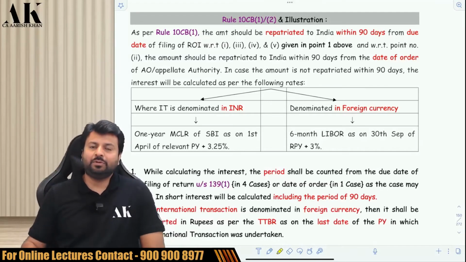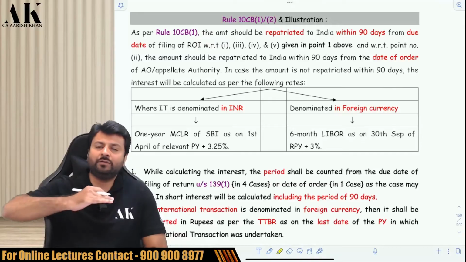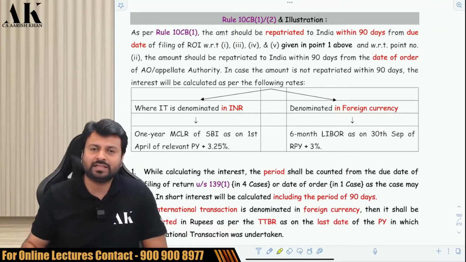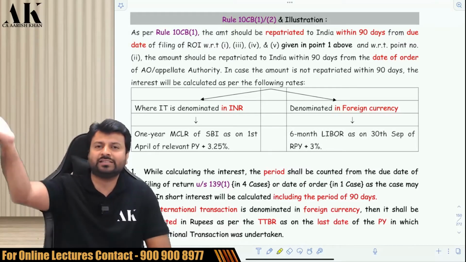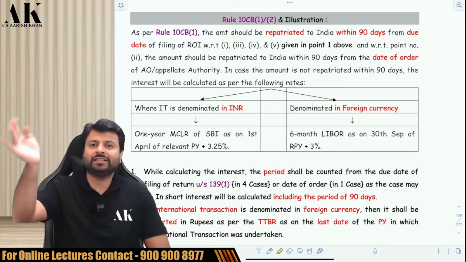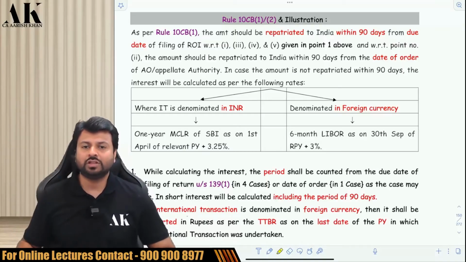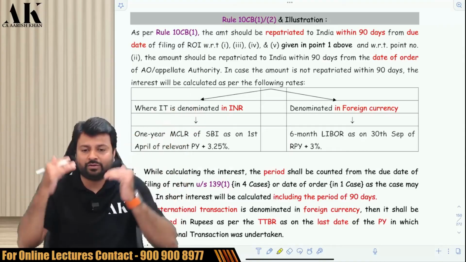Now tell, suppose you have made a payment of 300 lakhs rupees to the other person, but the arm's length price is only 100 lakhs, so 200 lakhs is extra payment. So that extra payment is nothing but considered to be a deemed loan. So the government says very clearly that you have to bring that money to India within 90 days.